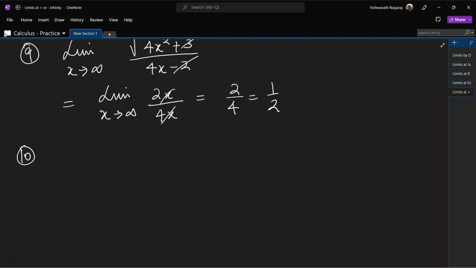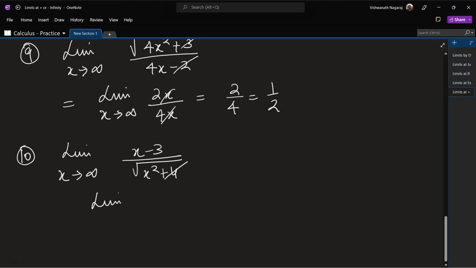10th one, limit as x approaches infinity of x minus 3 by square root of x plus 4. Again 4 has no impact on this, so we end up with limit as x approaches infinity of x minus 3 by square root of x, and this minus 3 also has no impact on this.